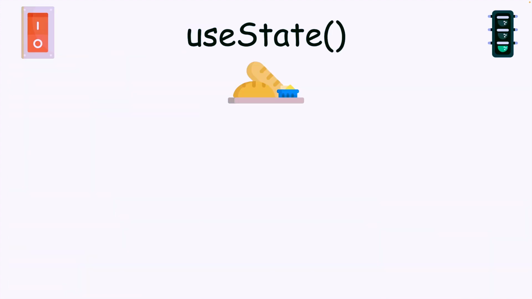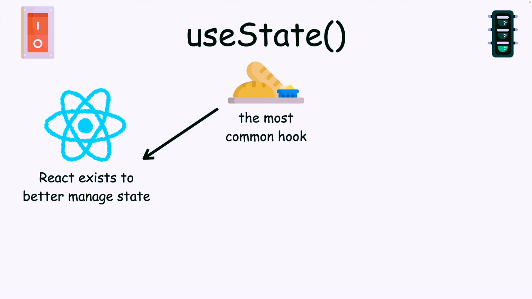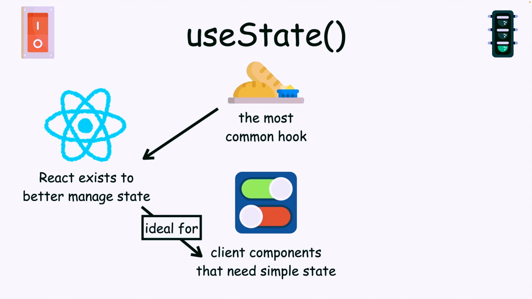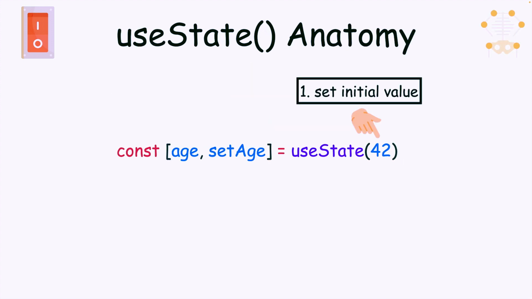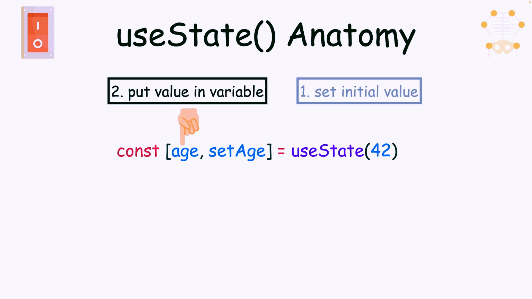Now, useState is probably the bread and butter of any React developer, because unless you're using a framework, you'll use it a lot. A big reason why React exists is to help us manage state and re-render components when state changes. useState is best for client components that need their own simple, specific state. And there are so many cases where we need to manage state in React, useState is probably the most versatile hook we'll cover. To use it, you can give it an initial value, which can virtually be any JavaScript value. And that will then be stored in your state variable that's returned when you call useState.